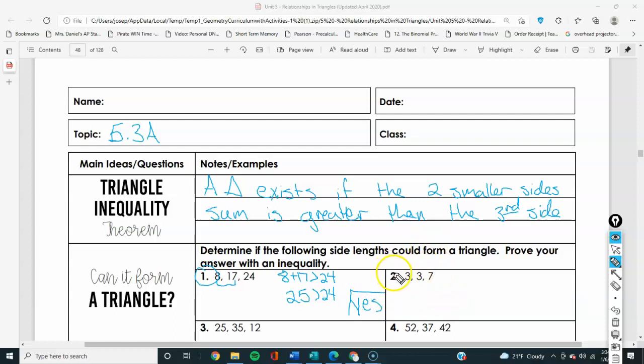All right. Unlike if we look at number 2, I find my two smaller sides, I add them up, and I see if it's bigger than my third, my longest side. 3 plus 3 is 6. Is 6 bigger than 7? No, that's a dirty, rotten liar. It cannot exist as a triangle. Again, I'm going to show you why. Tomorrow in class, we'll do an activity with it. This is kind of like an intro.